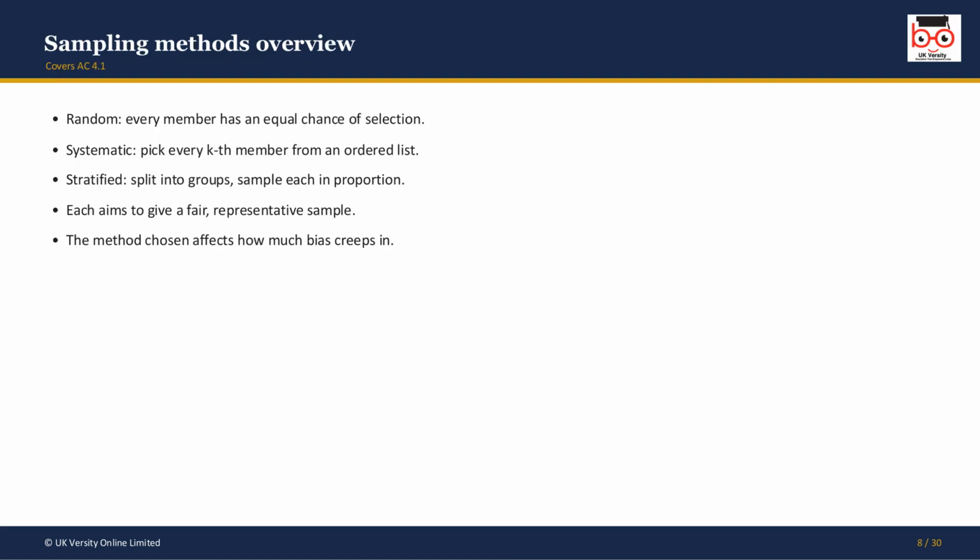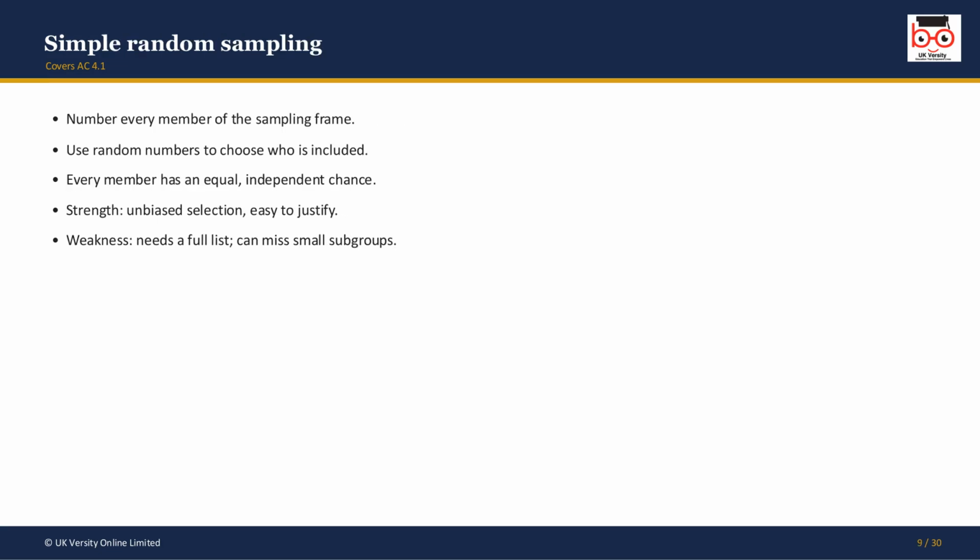There are three main sampling methods to know. Random sampling gives every member an equal chance of selection. Systematic sampling picks every kth member from an ordered list. And stratified sampling splits the population into groups and samples each in proportion. Each one aims for a fair, representative sample, and the method you choose has a real bearing on how much bias creeps in. Let's take simple random sampling first.